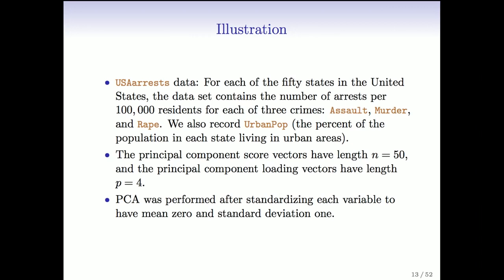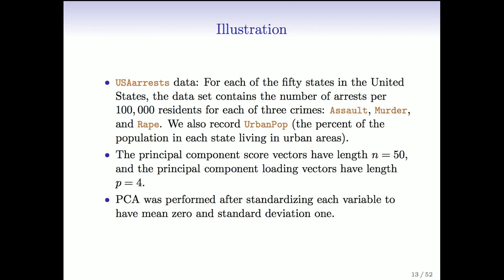So as an illustration, we're going to show you an example using some data on USA arrests. For each of the 50 states in the United States, we've got their number of arrests per 100,000 residents for each of 3 crimes: assault, murder, and rape. We also have measured the urban population, the percentage of the population in each state living in urban areas. So there are 50 observations. Each of the principal components is going to be a vector of length 50, because they're new variables. We'll get at most 4 principal components, and each of them will be described in terms of loading vectors of length p equals 4.